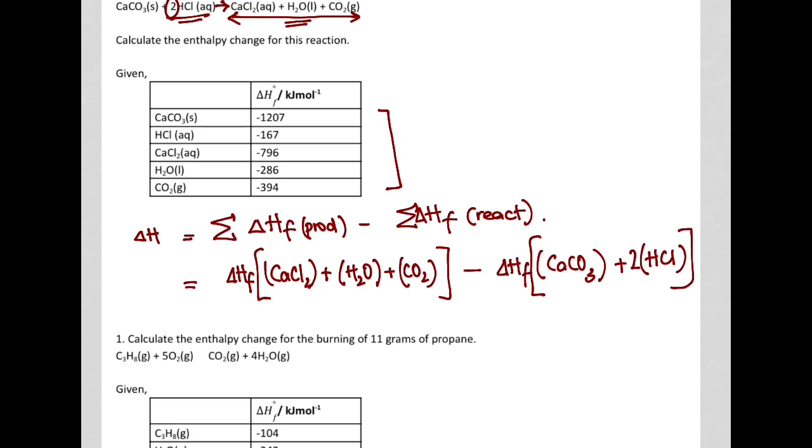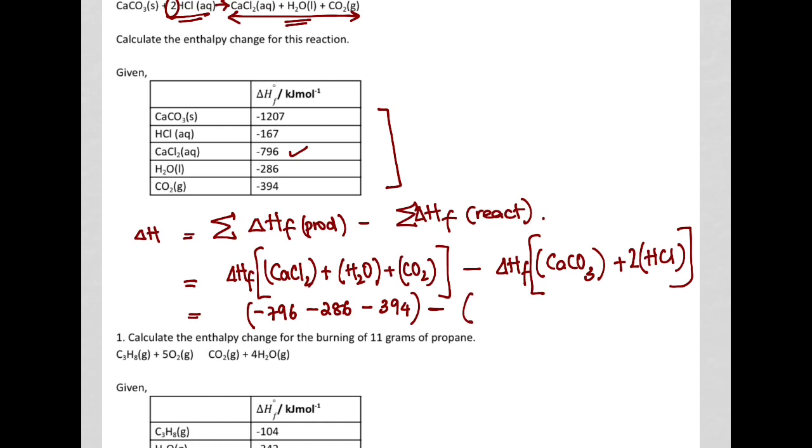So once I have this equation, I can now plug in the values. So CaCl2, it's here, minus 796. For H2O, it's minus 286. And for carbon dioxide, it's minus 394. This minus, for CaCO3, it's minus 1207. And for HCl, it's minus 2 times 167. So you're going to compute this. So you should get plus 65 kilojoules per mole.